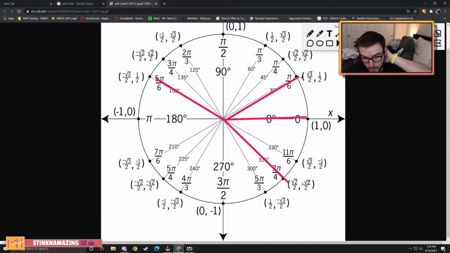Lovely. You see how the unit circle just tells us? All you got to do is find the angle, and this time we're speaking in terms of radians instead of degrees. One more set of questions and then we're done, okay?